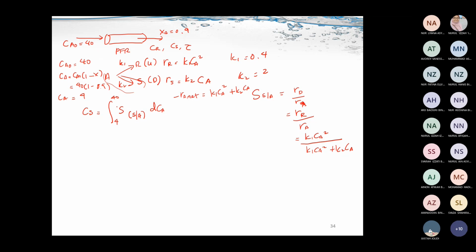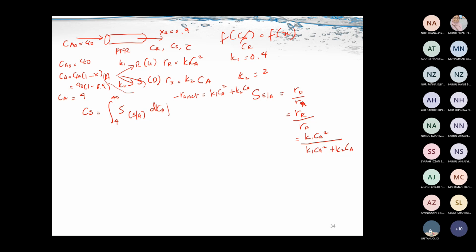Kalau you tengok dia dah differentiate kan in term of CA. Sekarang dia adalah function dalam CA. Okay, function dia adalah dalam CA. So automatically you kena dapatkan dalam function ni adalah berkaitan CA. Okay, kalau tak ada CA, instead of CA you letak macam contohnya CR, macam mana you nak integratekan dia in term of CA.